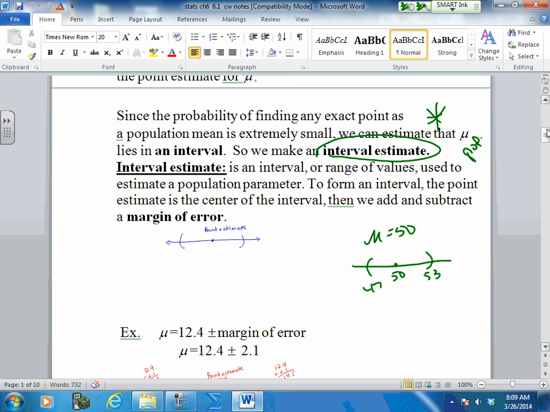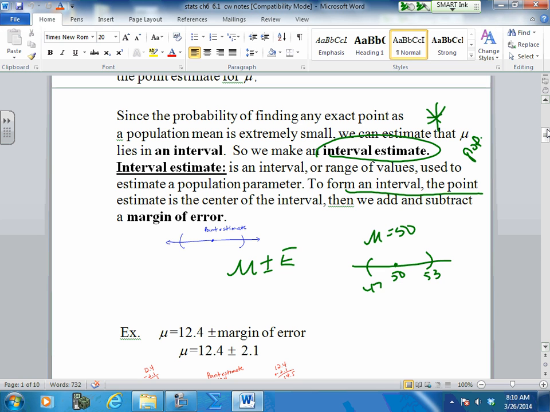Like if you were taking a test and you say, I'm going to get an 85, you have to get exactly 85. That's hard to do. You say, I'll probably get between 80 and 90. Isn't that better? So we tend to use more intervals. To use an interval, we estimate your population parameter. To form this interval, the point estimate is the center of your interval, and then we add or subtract a margin of error. It's going to look like this.